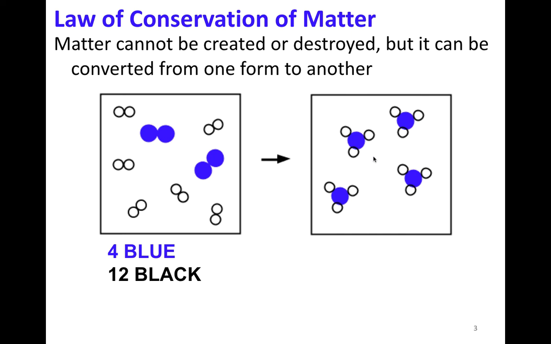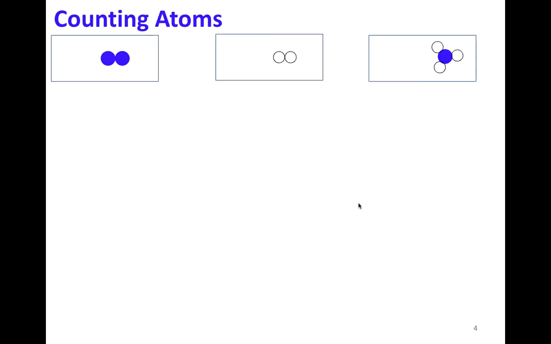And then on this side, you can see I still only have 4 blue dots and 12 black circles, but they're arranged in a different way. So bonds have broken and reformed to form a new substance. Okay, let's take a look at this and refer back to counting atoms. Let's make the assumption that the double blue dot is nitrogen gas, which is N2. The double black circle represents hydrogen gas, which is H2. The single blue dot with the 3 black circles is NH3, which is actually ammonia. So let's put that into the chemical equation.